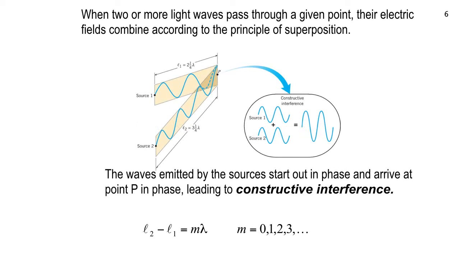If you have light waves that pass through a given point, the electric fields combine, the principle of linear superposition. Now, I'll make a note, those of you that have the bookshelf app already know, there is something called nonlinear superposition. So make a note. A famous example of nonlinear systems is turbulence, turbulent fluid flow. Very difficult.